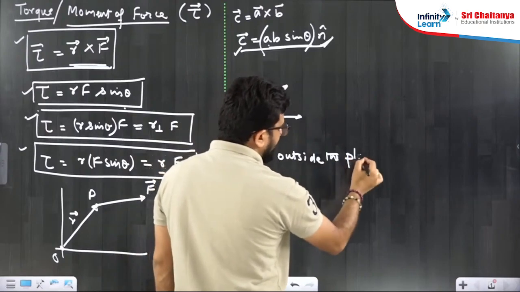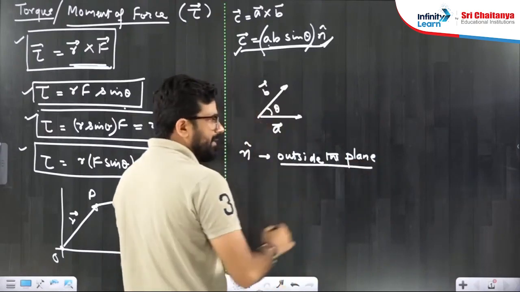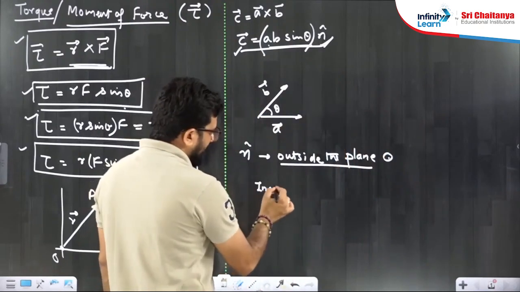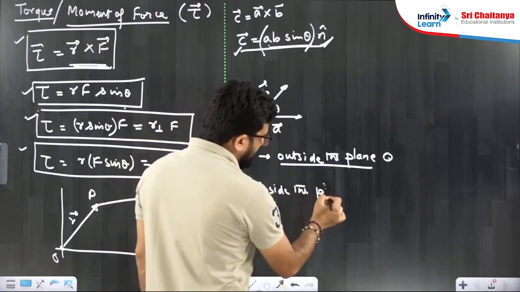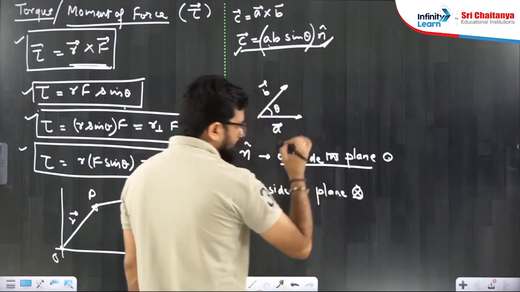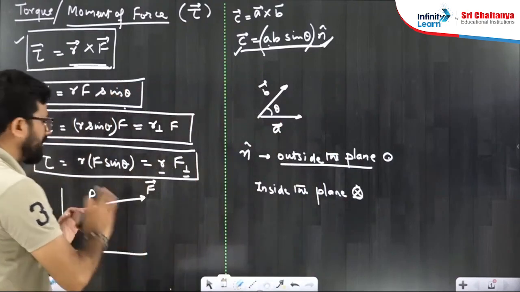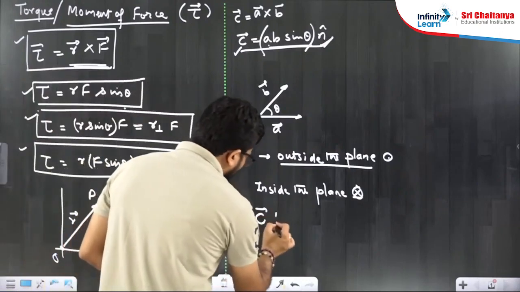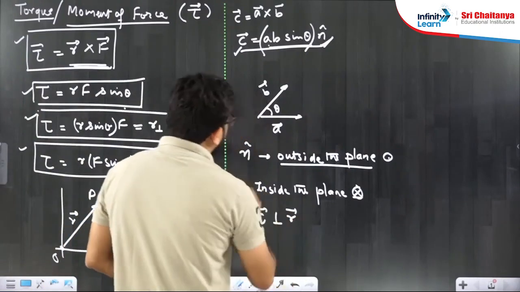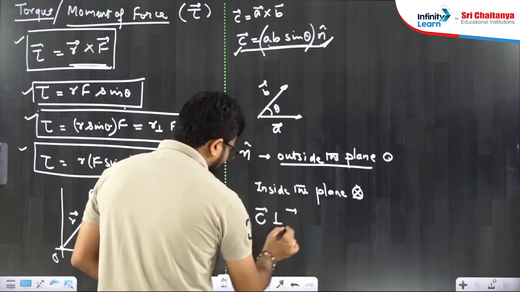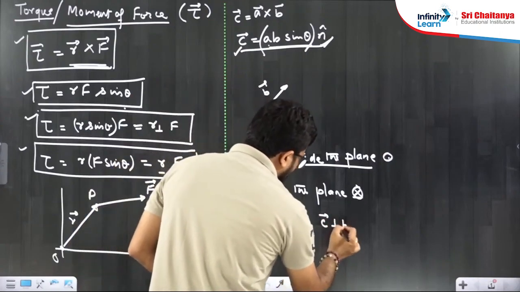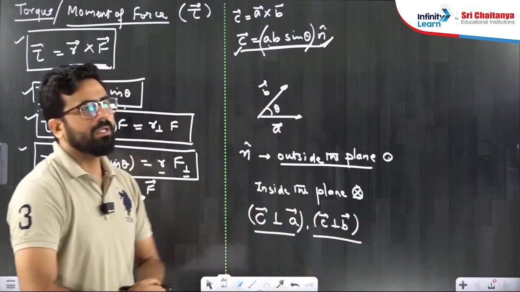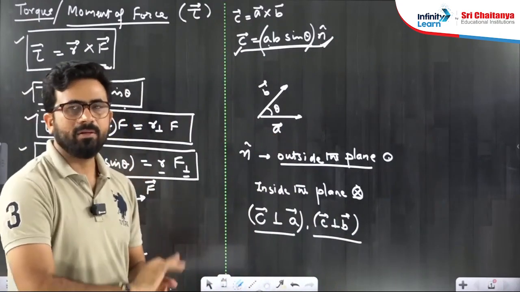Outside the plane, we put the dot. If it is inside, then we write the cross symbol for inside the plane. These are the two symbols we generally use. Now try to understand one more thing, focus on this. That means C vector is perpendicular to A vector, as well as C is perpendicular to B vector also. That means C is perpendicular to both vectors. This is the beauty of this.